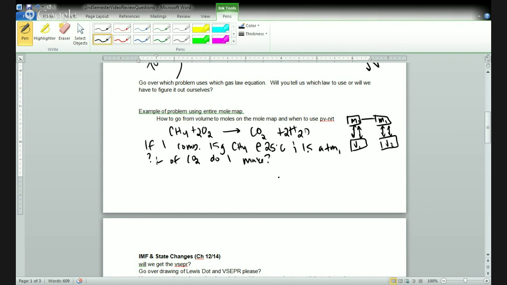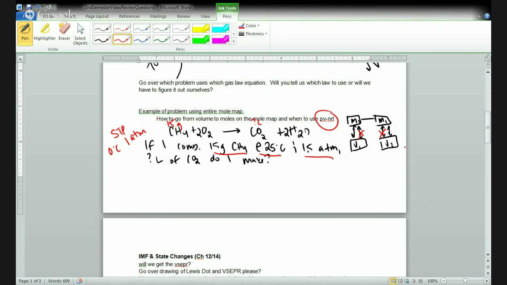If we read this problem, we've got 15 grams of CH4, so I'm starting with this, and I want to know how many liters of CO2 I can make. When I'm looking for STP conditions, remember STP means 0 degrees Celsius and 1 atmosphere. In the problem I've got 25 degrees Celsius and 1.5 atmospheres, so I'm not at STP, so I cannot use my fast track. I have to use my slow track. Because I'm starting at grams and ending at volume, I go from grams to moles to moles to volume, but I'm going to have to kick out and use PV=nRT because I'm not at STP.